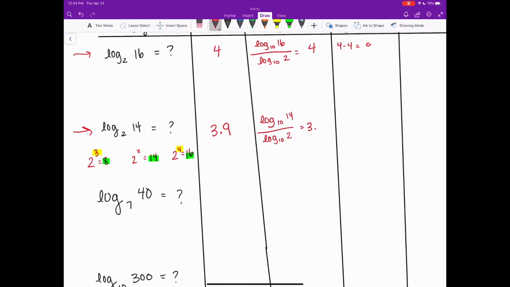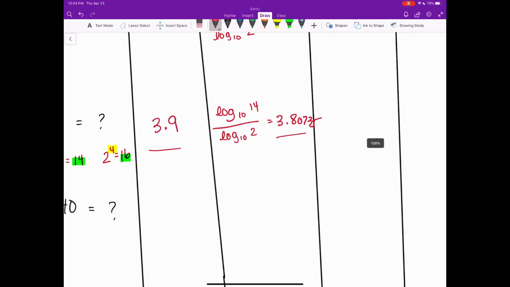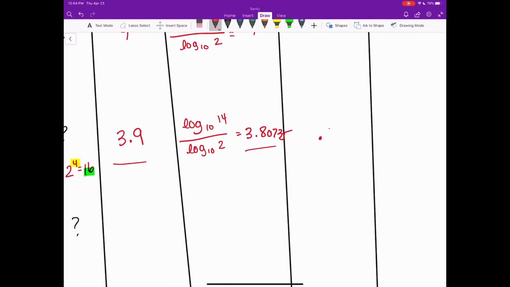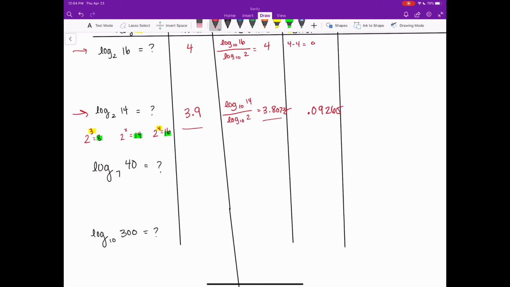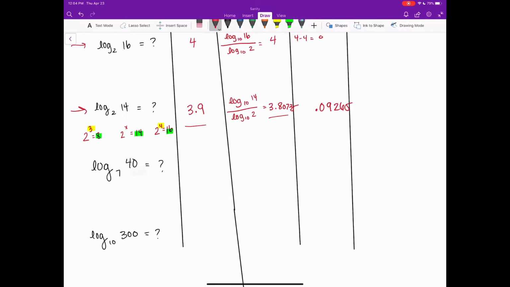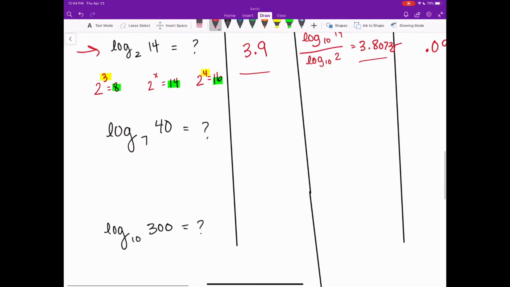And you do get a value of 3.80735. And then you can just subtract those two numbers. So I'm going to subtract 3.9 minus 3.80735. And that gets me a margin of error of 0.09265. So I was pretty close. And that was a good way to estimate and to guess kind of the ballpark of what your logarithm might be. Let's do the next one real quick.